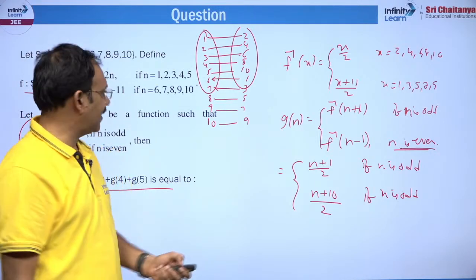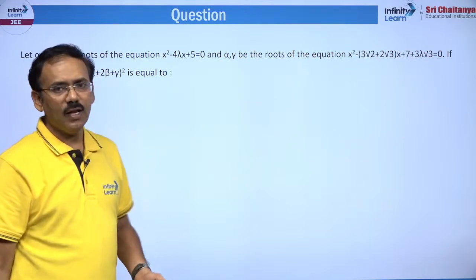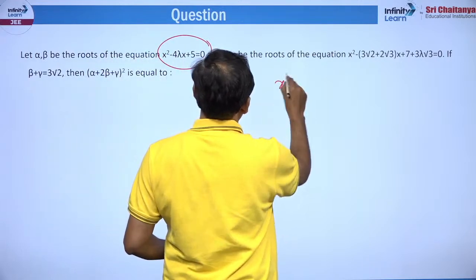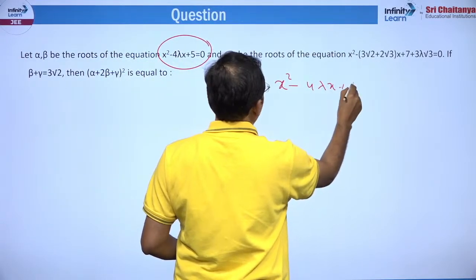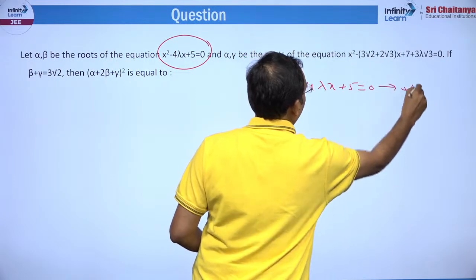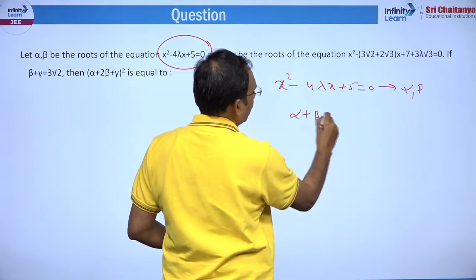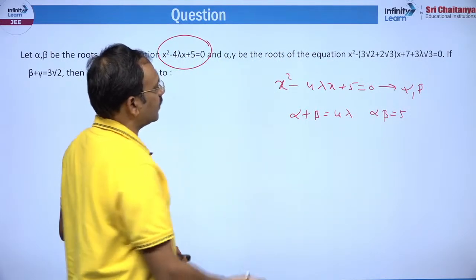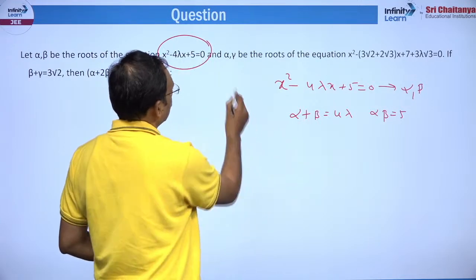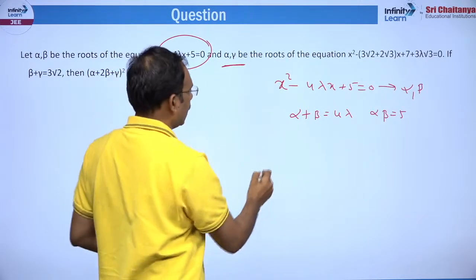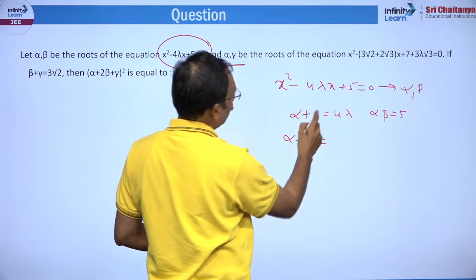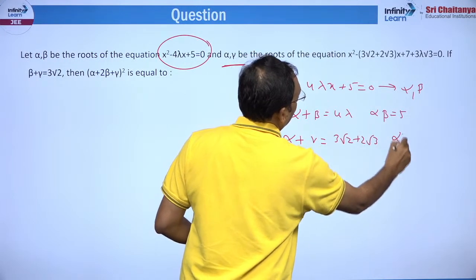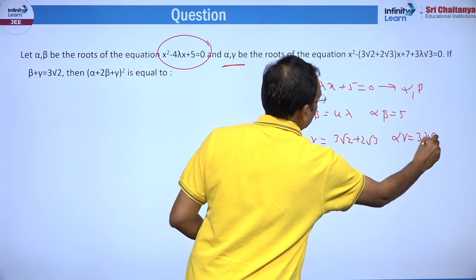Fine. Next, friends. You see another question: alpha, beta are the roots of this quadratic equation, x square minus 4 lambda x plus 5 equal to 0. So you can find alpha plus beta is 4 lambda, alpha beta is equal to 5. Similarly, for the second equation, the roots are alpha and gamma, same alpha and gamma. So alpha plus gamma is going to be minus b by a, 3 root 2 plus 2 root 3, and alpha gamma is going to be 3 lambda root 3.